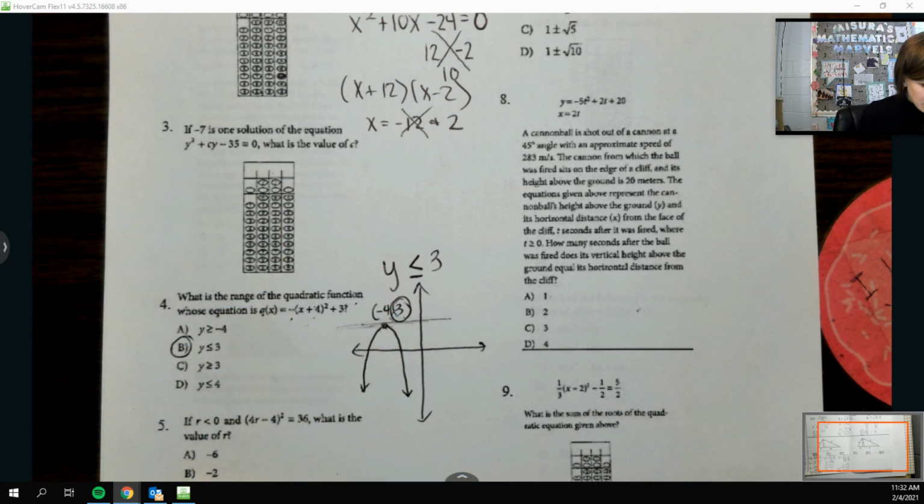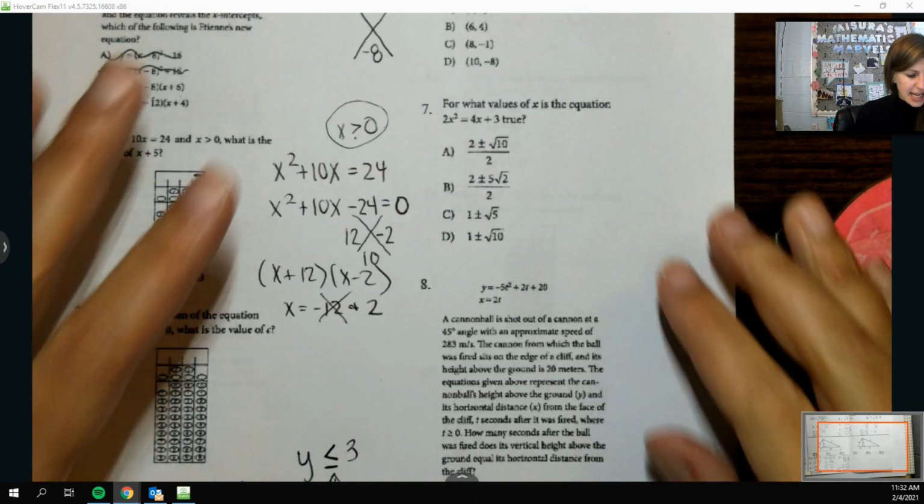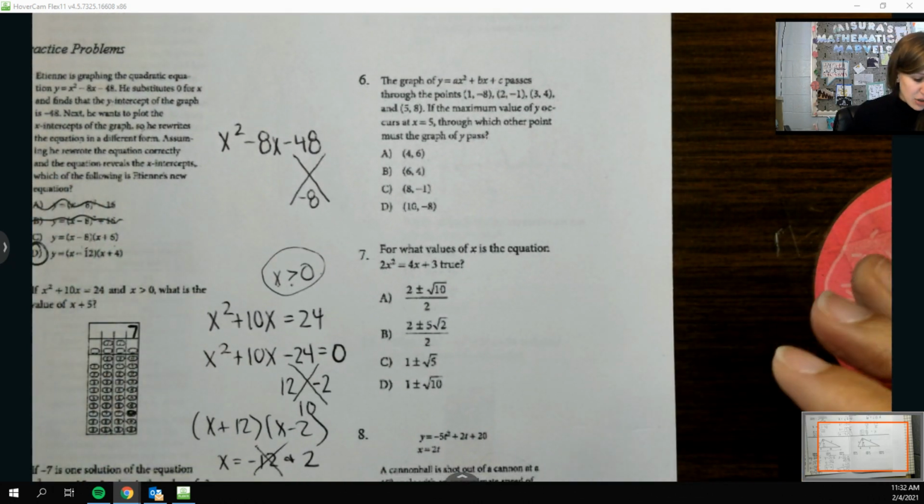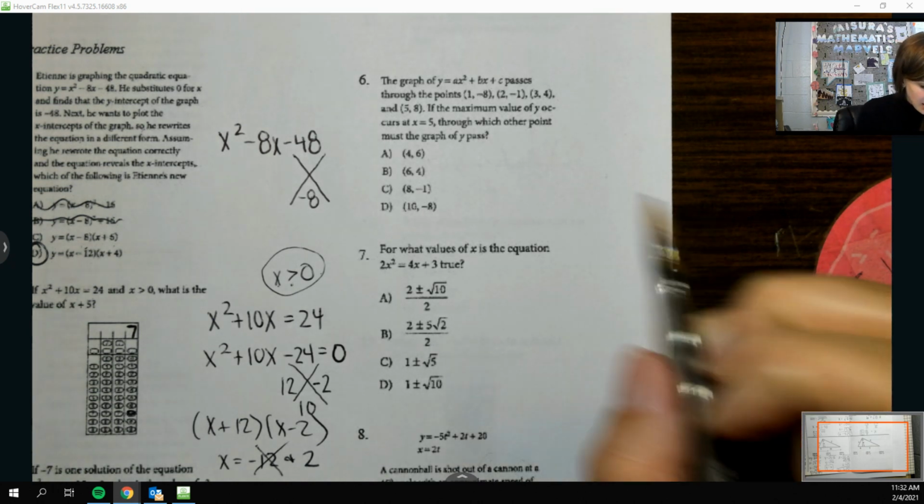Number 5 here is kind of similar to 2, so I'm going to skip that. Again, I just want to leave some for you guys to try, and there's not as many examples on this one, I feel.